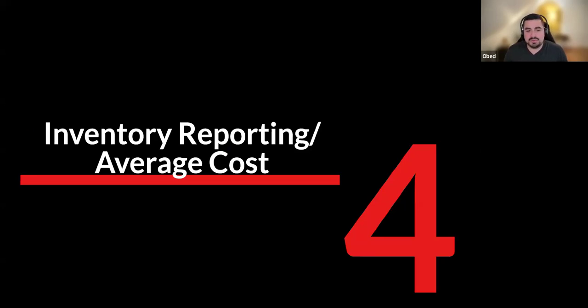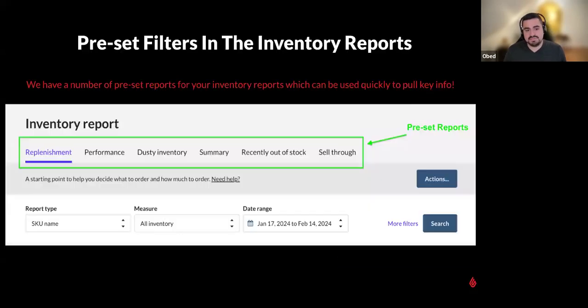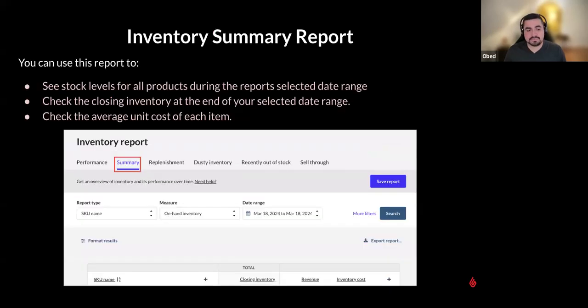Now, when it comes to inventory reporting and average cost, we'll go over both of them separately. First, the inventory reports. We do it similar to the sales report. We include preset reports for you that might be useful. That includes the inventory summary, performance, dusty inventory, recently out of stock, replenishment, and the sell-through report.